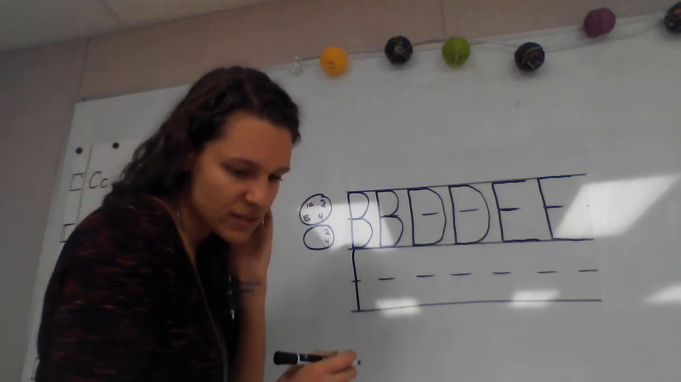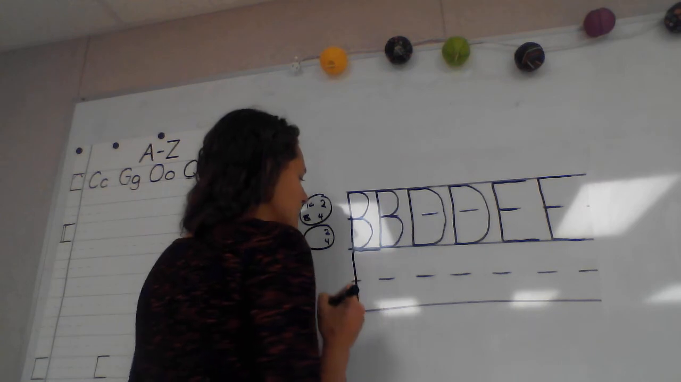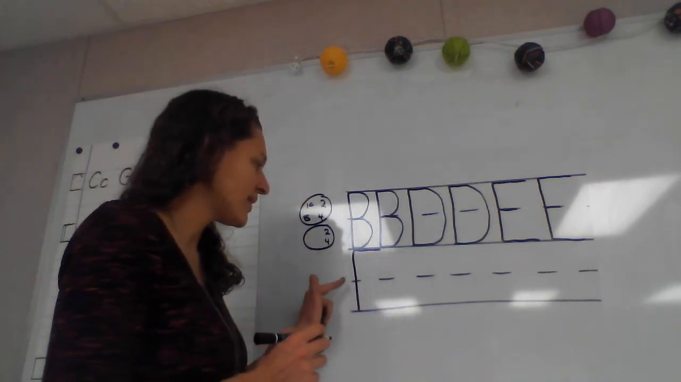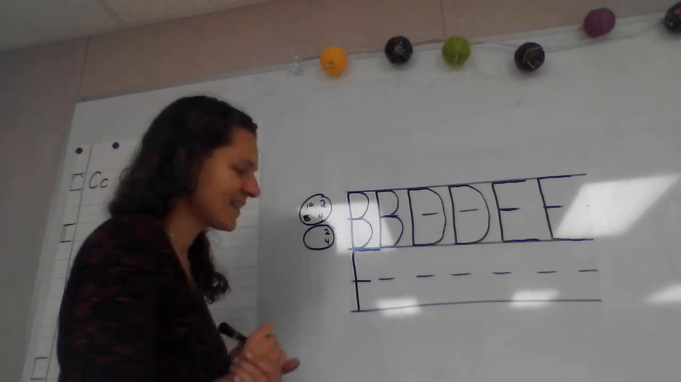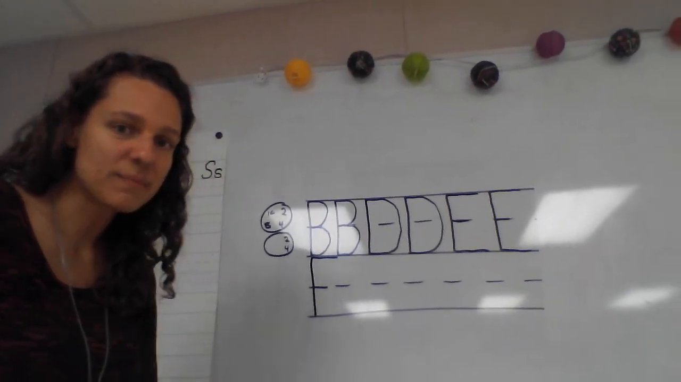Then we'll touch the starting spot and make a dash stroke the width of a space. Then touch where our line stroke crosses the dotted line and make a dash stroke half the width of a space. That is our capital F. All right, watch one more time.